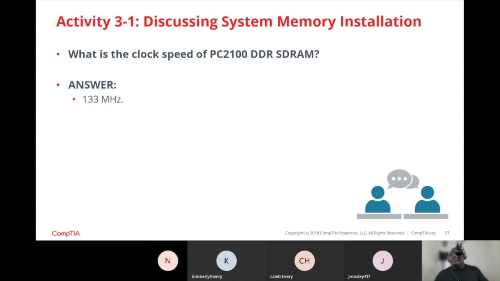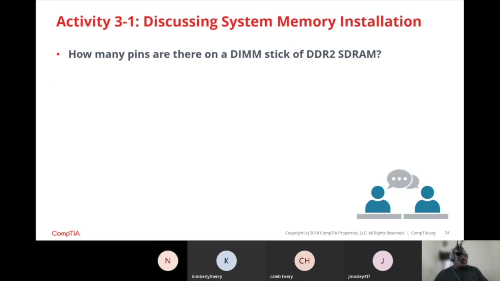So remember when I said it doesn't matter what the correlation is, just matters that you kind of know the chart. Understood? 2.1 gigabytes. Yeah. So you don't need to know why it adds up. You just need to know what it means. How many pins are there on a DIMM stick of DDR2 SDRAM? 240.